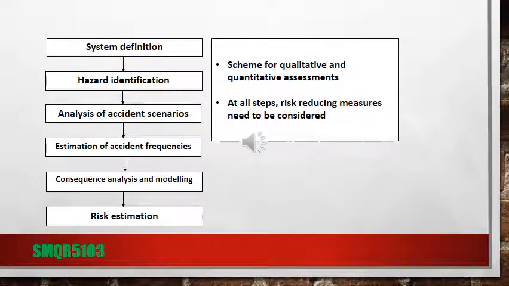This is the workflow. So system definition, asset identification, then analysis of accident scenarios, estimation of accident frequencies, consequences analysis and modeling. Then finally we do risk estimation. So between the hazard identification we have a scheme for qualitative and quantitative assessment, and analysis of the accident scenario will go through all the steps. Risk reduction measures need to be considered.